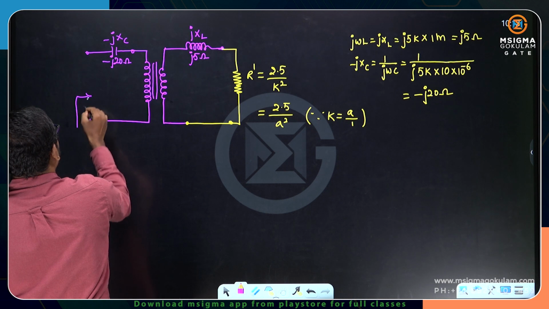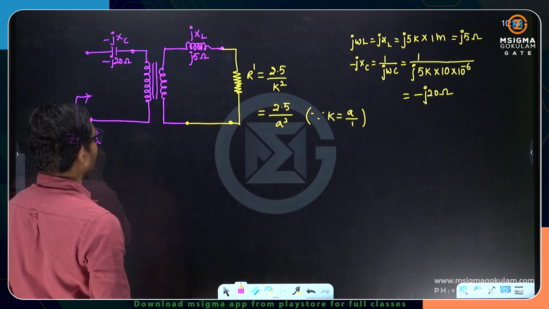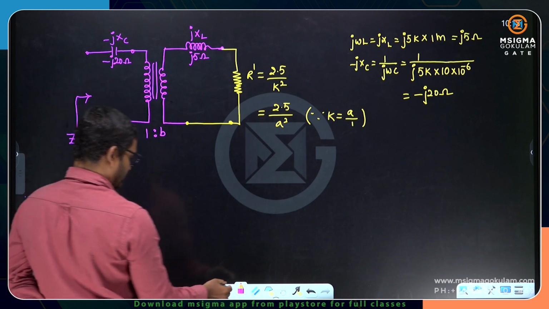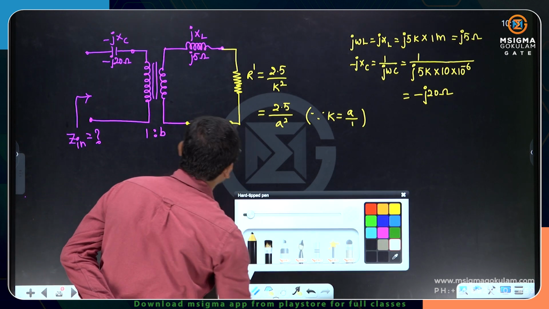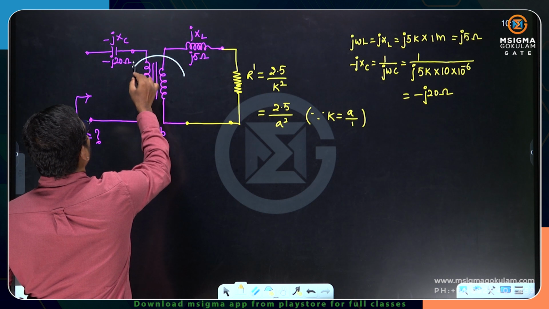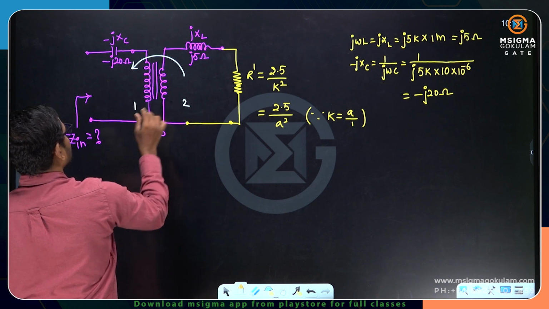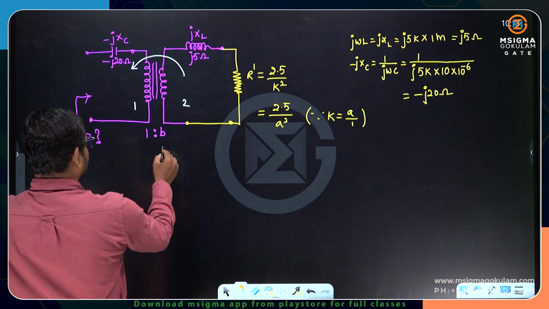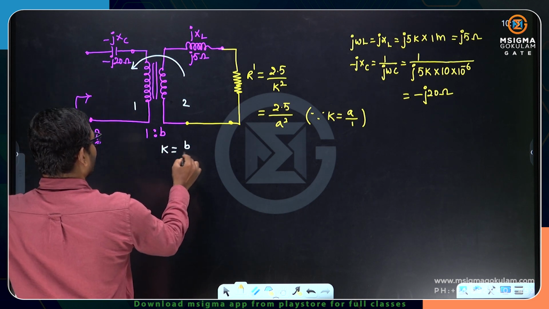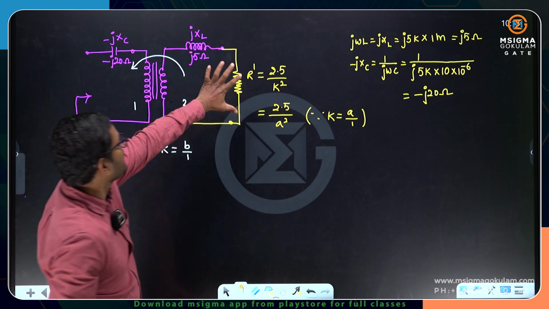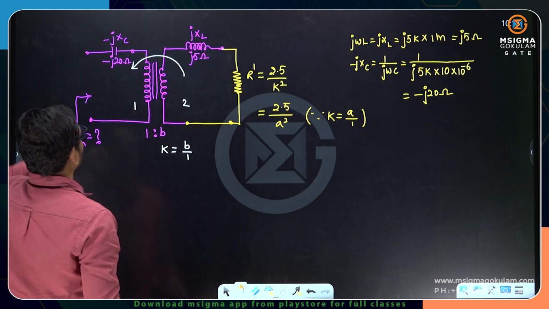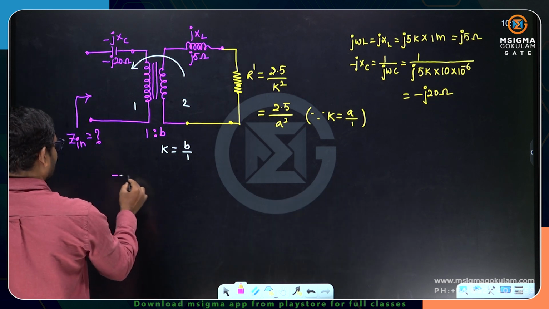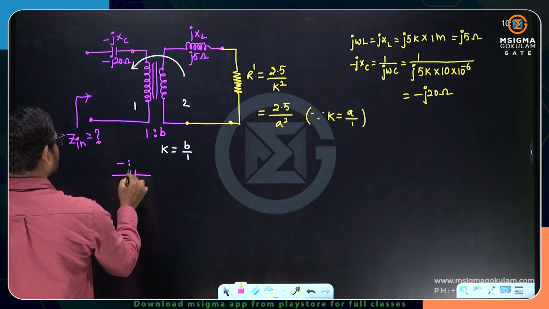Now you need to calculate this input impedance. What is this? 1:B, the transformation ratio. Now again you need to transfer this parameter onto this side. The second loop is transferred onto the primary side. If you transfer onto the primary side, what is K here? The K is B by 1. So let us transfer this entire term into this side. The primary side will be the same, that is minus j20.